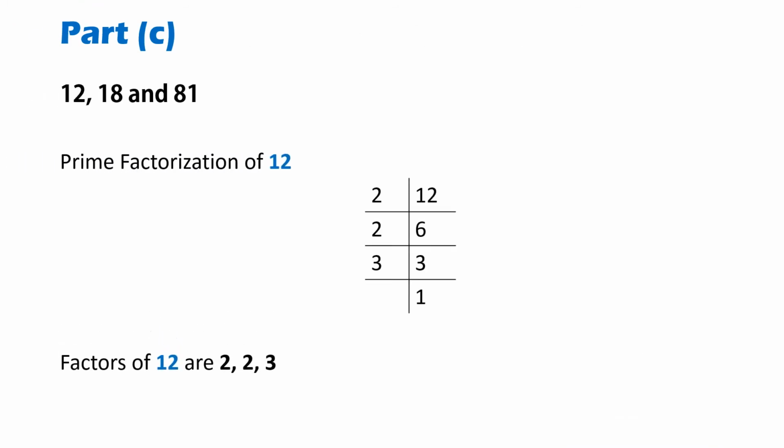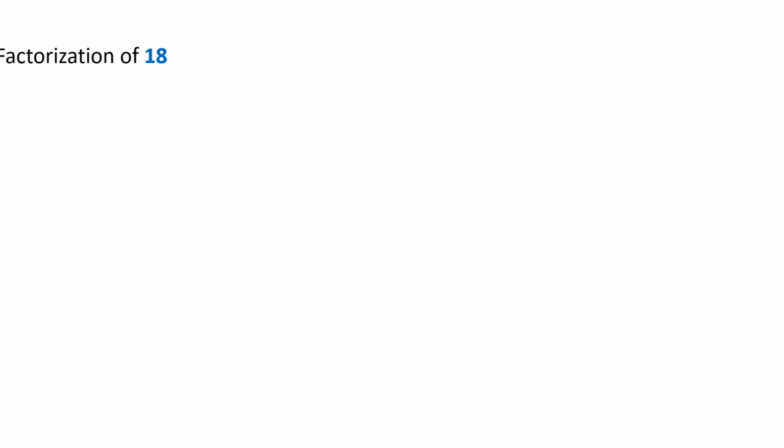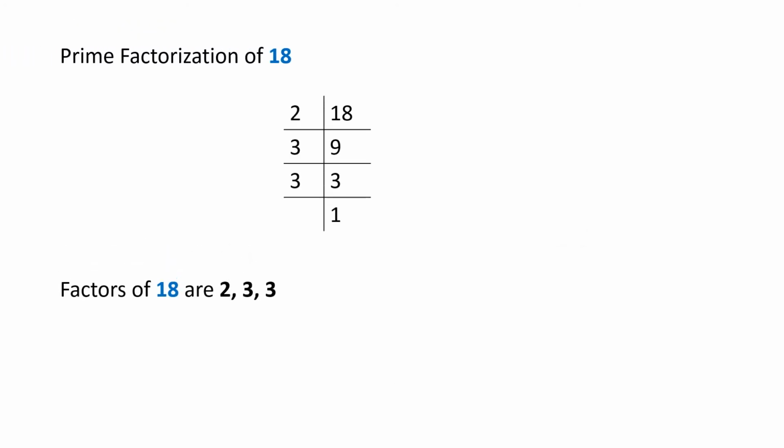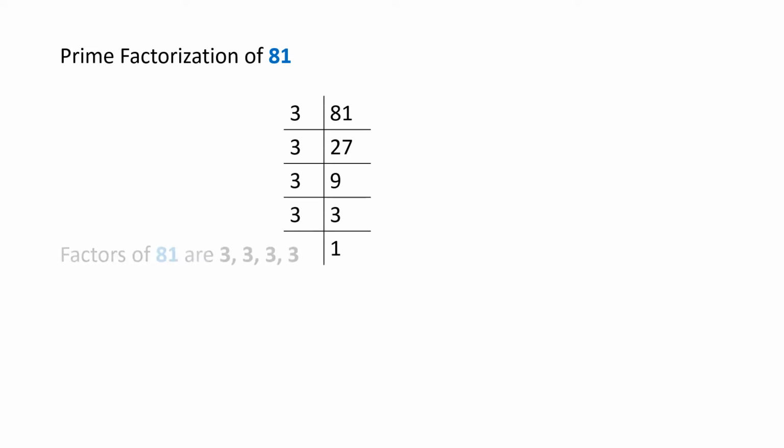Part C. By the prime factorization of 12, we have factors of 12, that are 2, 2, 3. By the prime factorization of 18, we have factors of 18, that are 2, 3, 3. By the prime factorization of 81, we have factors of 81, that are 3, 3, 3, 3.